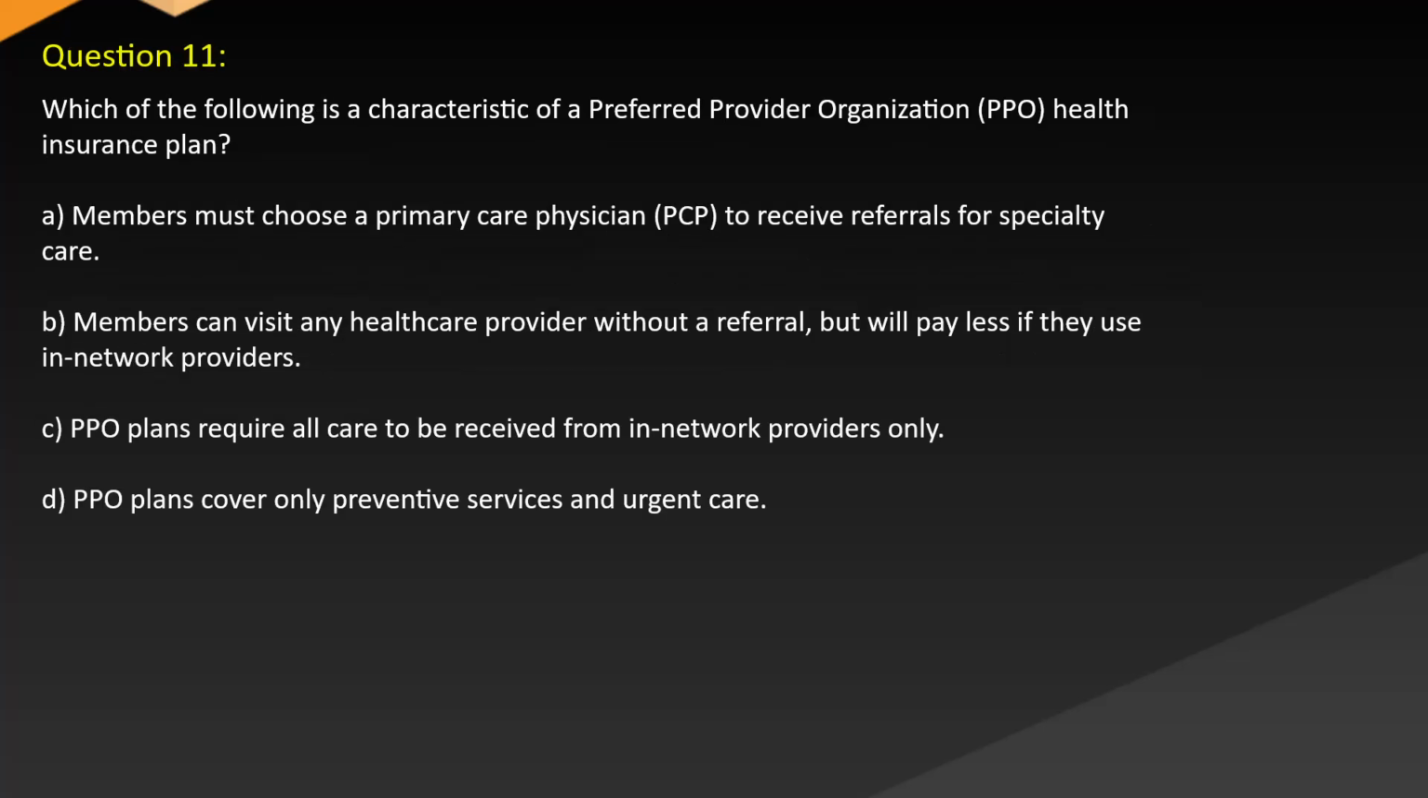Question 11. Which of the following is a characteristic of a preferred provider organization (PPO) health insurance plan? A. Members must choose a primary care physician (PCP) to receive referrals for specialty care. B. Members can visit any healthcare provider without a referral, but will pay less if they use in-network providers.